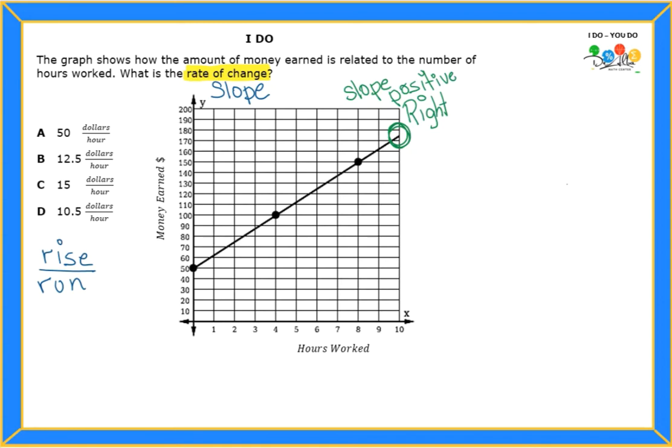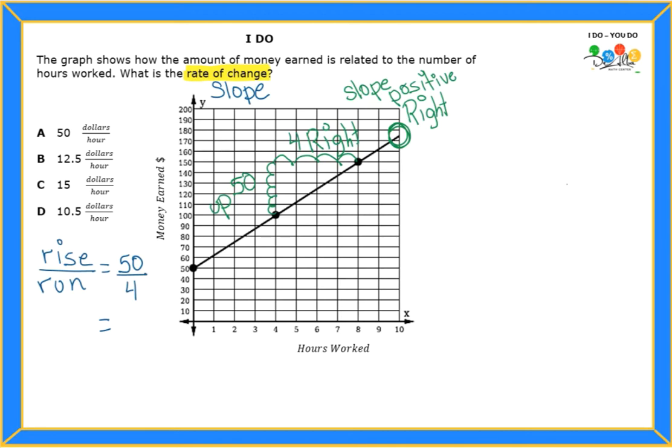So let's start. This is 10, 20, 30, 40, and 50. Notice how I'm going to stop right there. So I go up 50. Okay, let's go to the right. 1, 2, 3, and 4 to the right. So my rise over run is going to be 50 over 4. Okay, so if you simplify 50 over 4, what would you get?